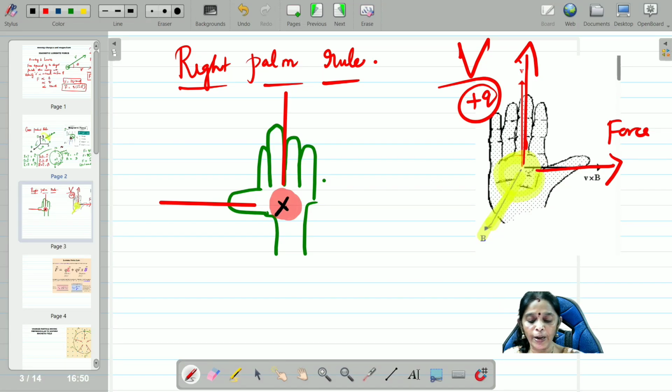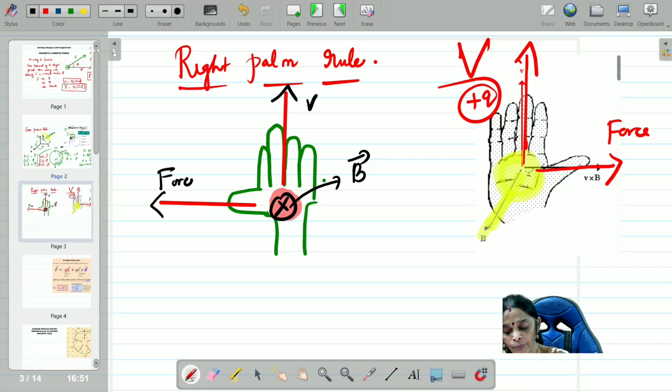So this is the magnetic field into the plane of the paper. Whereas my tip of the finger, what is that? Now I only told you, what is that? That is the velocity of the positively charged particle. My thumb shows the direction of the force, F. This is velocity. That is all, children.